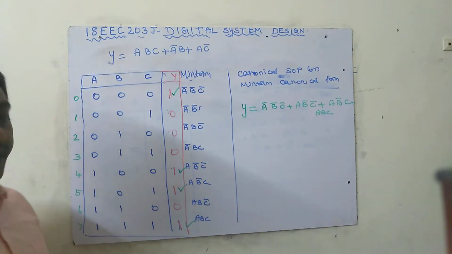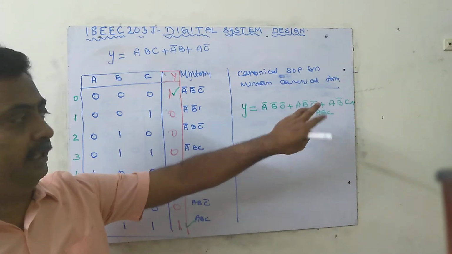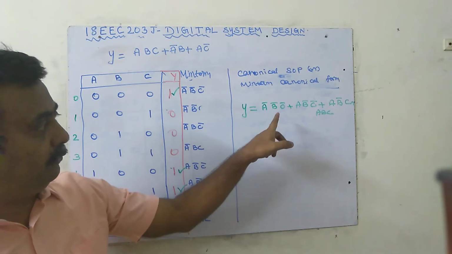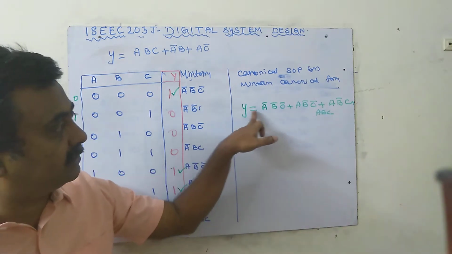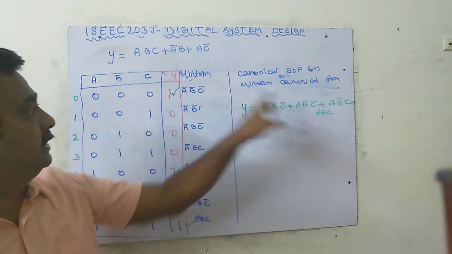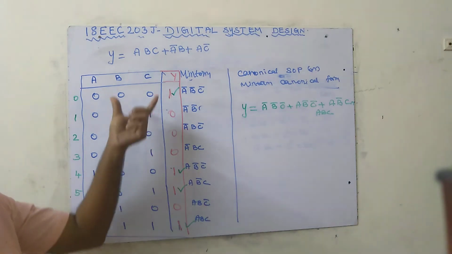This is called canonical SOP form. If you have a gate, and we implement this equation, it is called a Boolean equation. If we implement this Boolean equation using gates, we can verify the truth table; we will get this truth table.